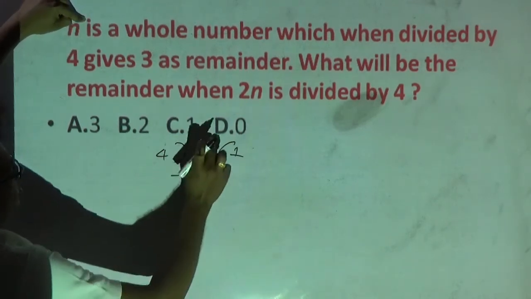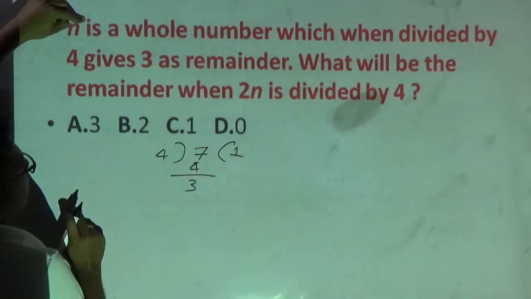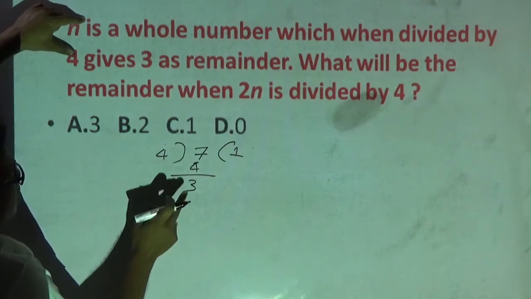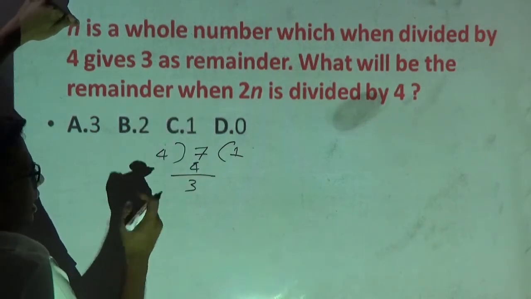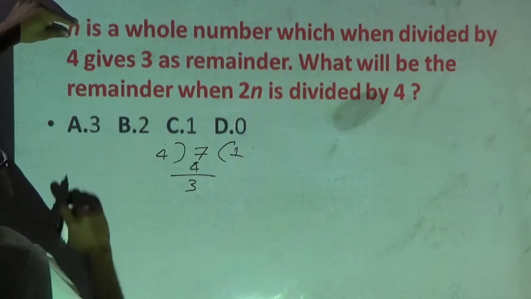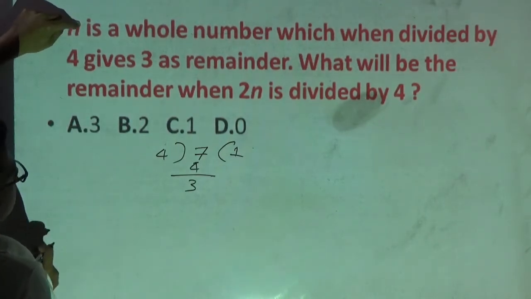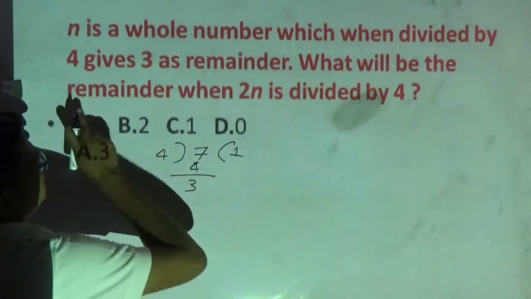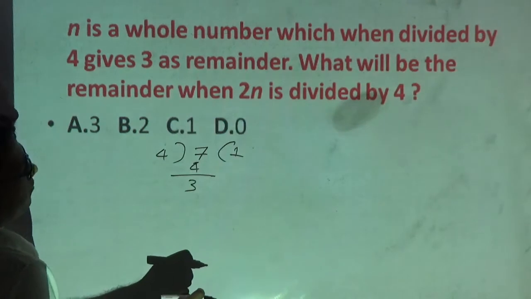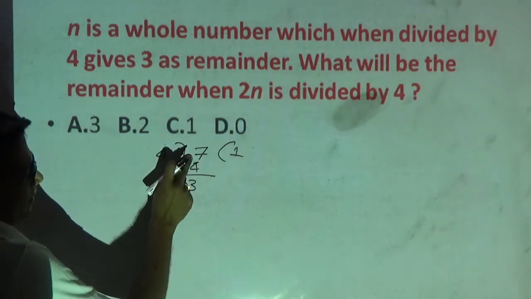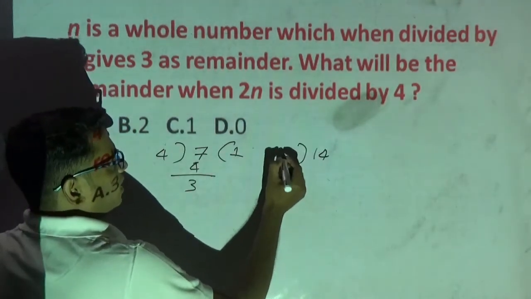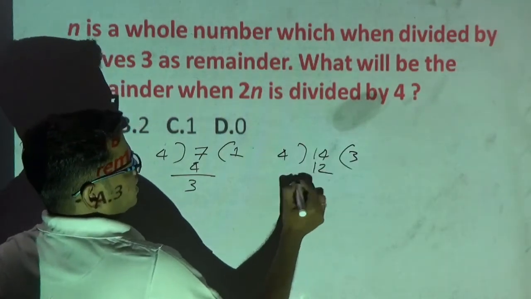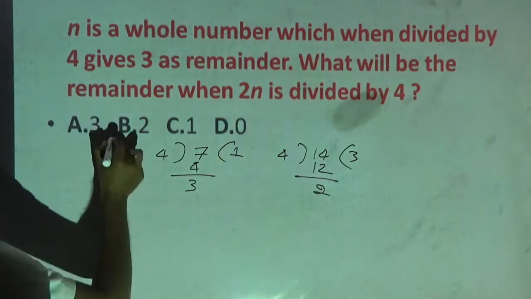N is a whole number. I have taken the example n as 7, which when divided by 4, what is the remainder? 3 is the remainder. They have not told you to take any particular number for n. I can take any number because they have not given any particular number, right? Therefore, I can take any number for n. I have divided, so I got 3 as a remainder. Now, what are they telling? What will be the remainder when 2n is divided by 4? What is n? N is 7. What is 2n? 14. When you divide by 4, what will be the remainder they are asking? Okay. 4 threes are 12. What is the remainder? 2 is the remainder. Therefore, the answer for this question is option B.